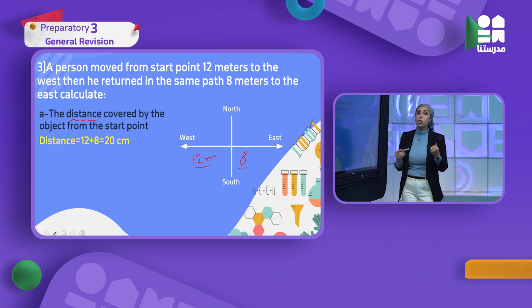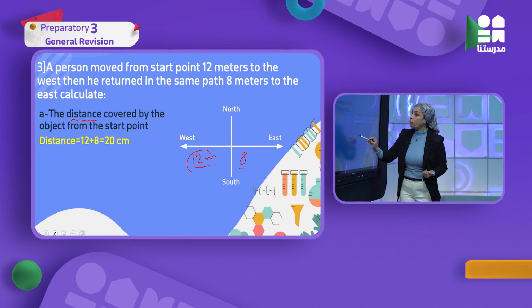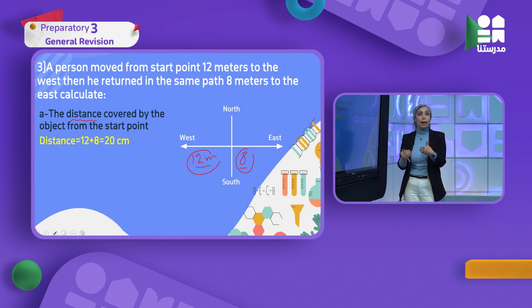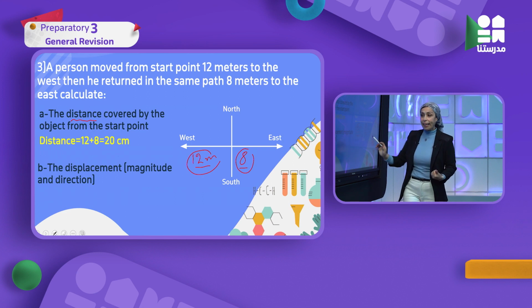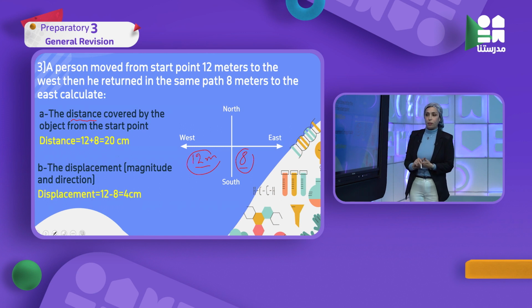But if he wants me to calculate the displacement, what's the difference? I walked 12 meters to the west and then returned to the east 8 meters, so I was displaced. Displacement, as I said before in Arabic, means the change in position: how far I moved from my place. So here I'm going to subtract 12 minus 8, and the answer equals 4 meters. So the distance is more than the displacement, of course, because they are different.